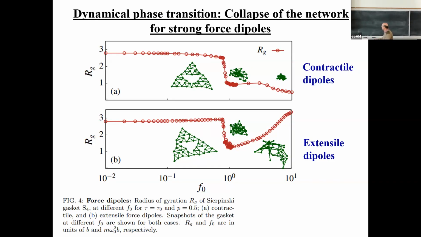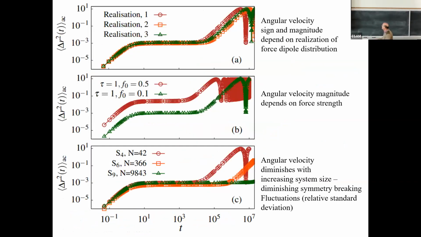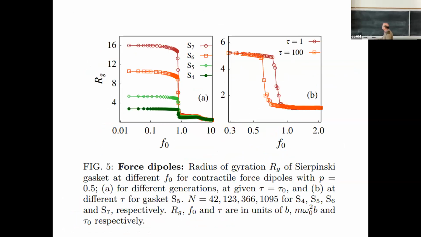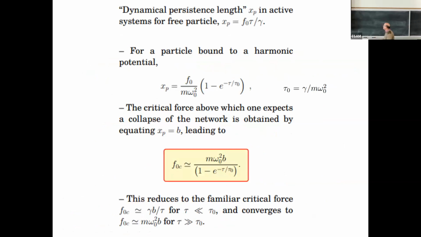And is this a real phase transition? Yes, it is. Because if you increase the system size, you see how this transition, the collapse of the network because of active forces, is sharper. Also depends on parameters. If we want to justify or explain this, we use a hand-wavy argument.